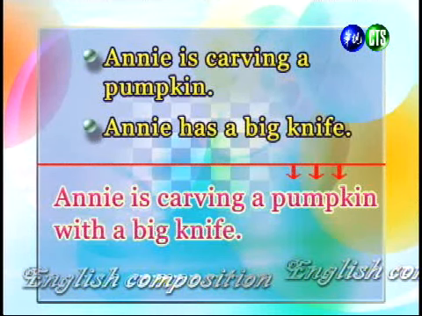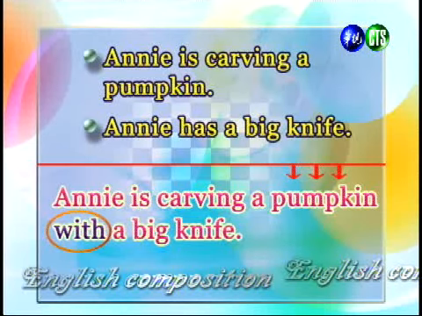Annie is carving a pumpkin with a big knife. If we combine these two sentences, we get: Annie is carving a pumpkin with a big knife. And so we only reduced from 10 words to 9 words, but we were able to make the connection between the knife and the pumpkin much clearer. And so we can see this new sentence puts emphasis on why the knife is important.